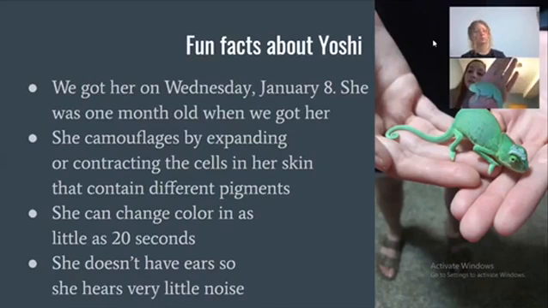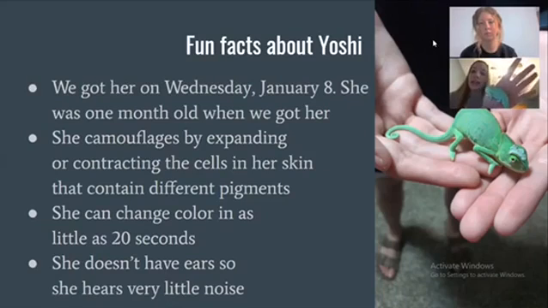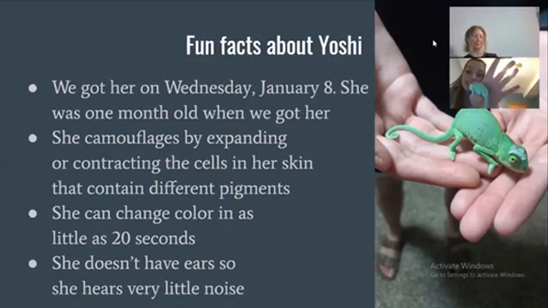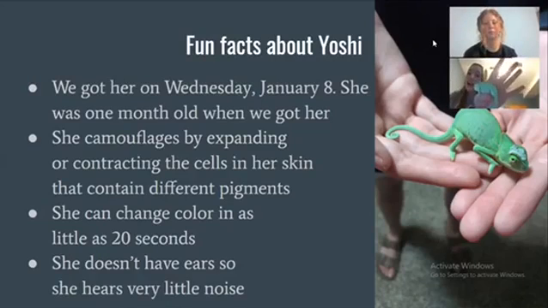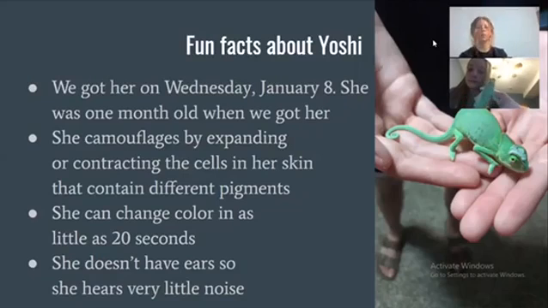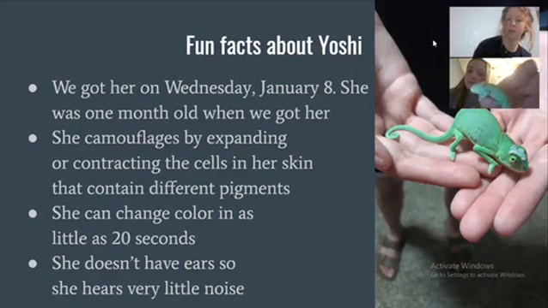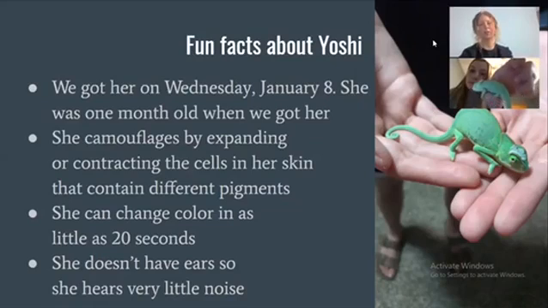She camouflages herself by contracting and expanding the cells in her skin that contain different colors. And she can change color in as little as 20 seconds. She doesn't have ears, so she can't hear anything. We got her at Reptile World, and she mostly changes colors, shades of green and brown. She can't change to blue or red or anything. She changes colors when she's mad or when she's absorbing light.